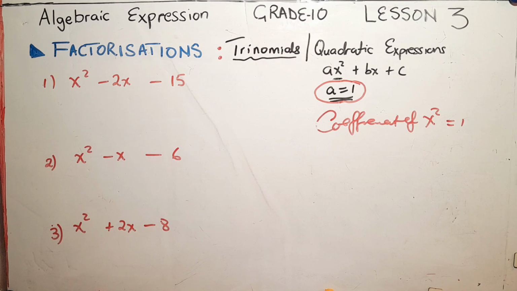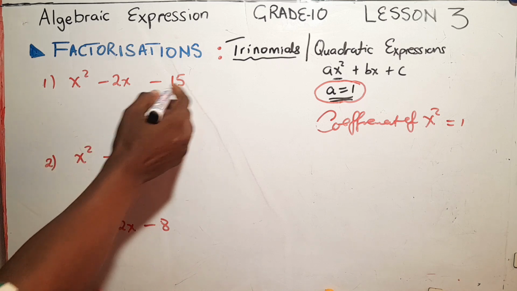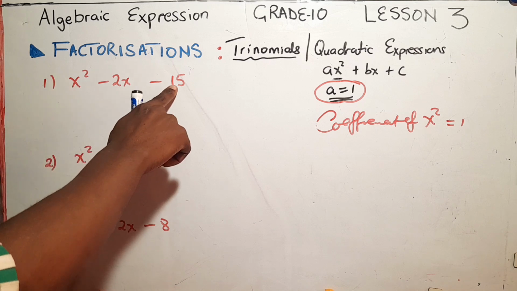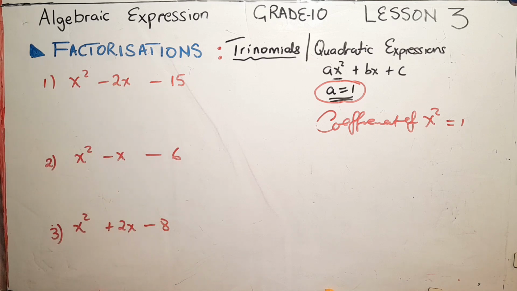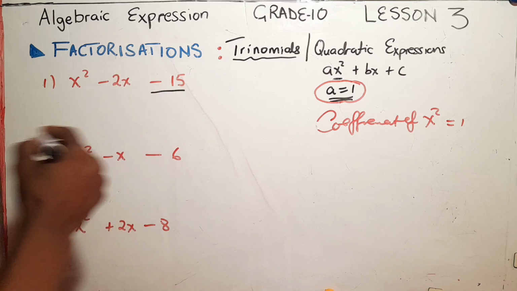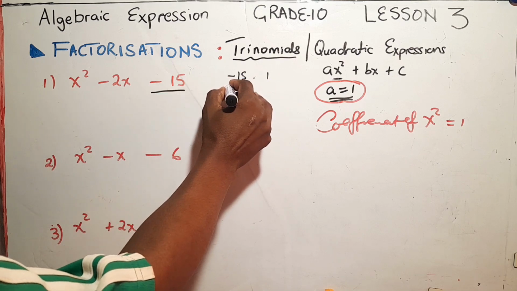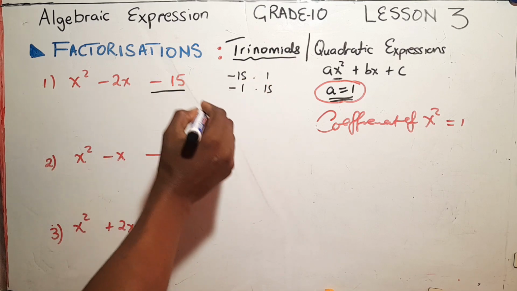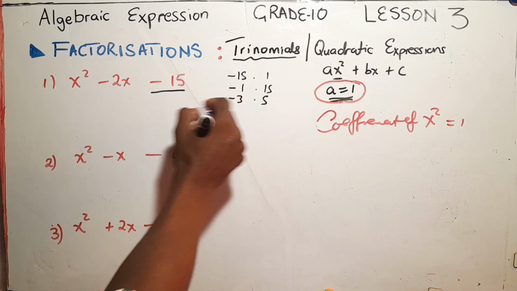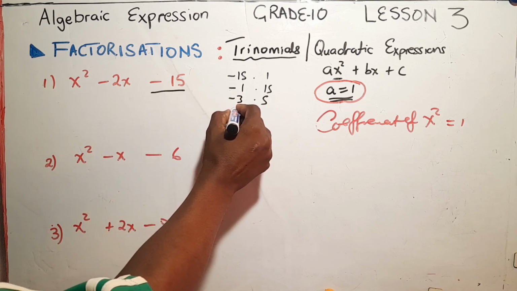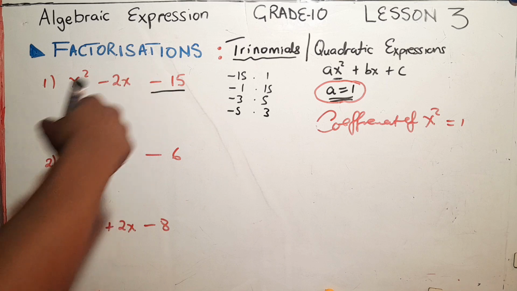So let's try some more questions to see how we can do that. Let's take a look at these 3 examples and apply whatever I've been teaching you. I said first we check our value of c. Obviously here the coefficient of x squared is 1, right? So we check the value of c. Our value of c is negative 15. So we check the values that can multiply to give us negative 15. Negative 15 multiplied by 1 gives us negative 15, or negative 1 multiplied by 15 gives us negative 15. Negative 3 multiplied by 5 gives us negative 15, and also negative 5 multiplied by 3 gives us negative 15.